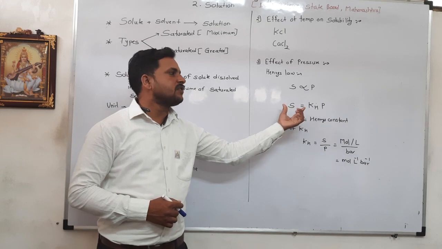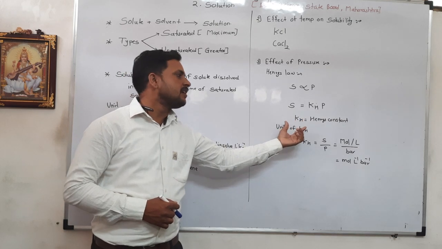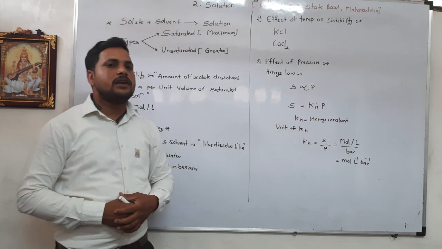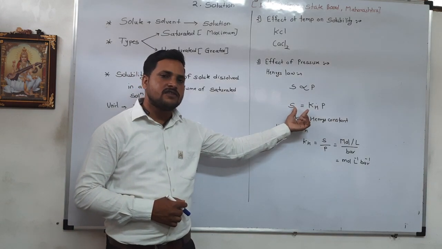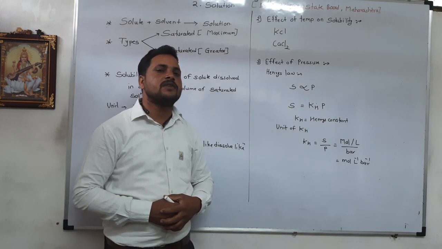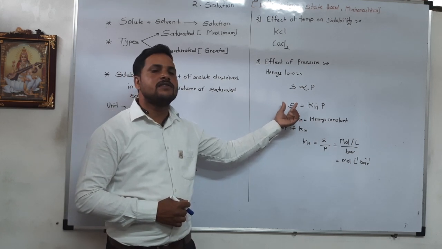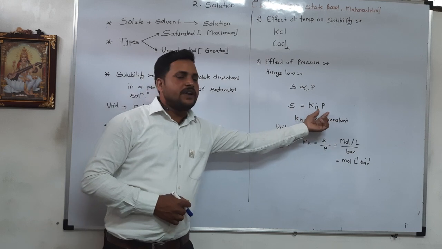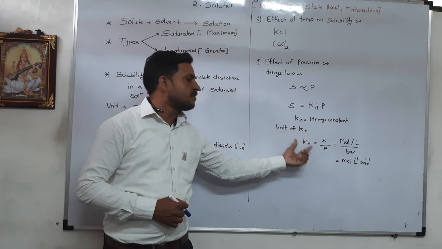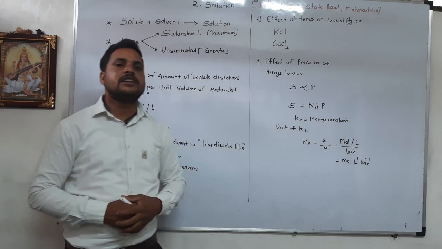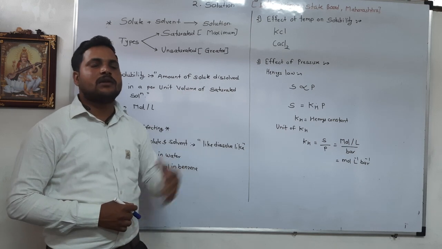This direct proportionality is removed by adding a constant. It is known as Henry's constant. In this law, S is the solubility, K is Henry's constant, and P is the pressure of the gas over the solution. It has a fixed unit. Solubility has unit mole per liter. Pressure has unit bar. Hence, the unit for kH is mole liter inverse bar inverse. This is about the introductory part of the solution.